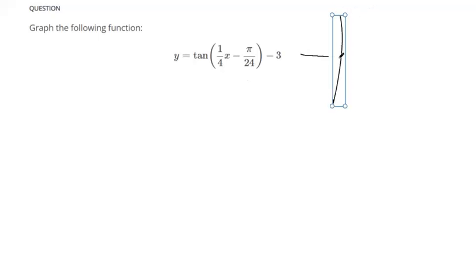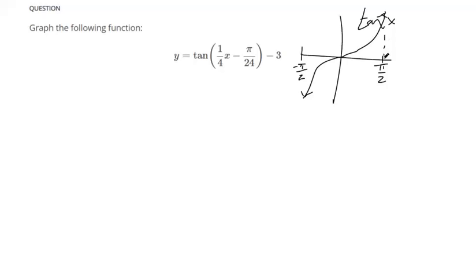So tangent of x, before you do any funny business with it, looks something like this. It goes through the origin, and it has a period of pi, which means it repeats itself every pi units on the x-axis. And at negative pi over 2 and pi over 2, that's where your vertical asymptotes are. That's because tangent is sine over cosine, right? Well, cosine is 0 at pi over 2 and at negative pi over 2, so that results in that divide by 0 problem that gives you a vertical asymptote. So that's regular tangent of x.